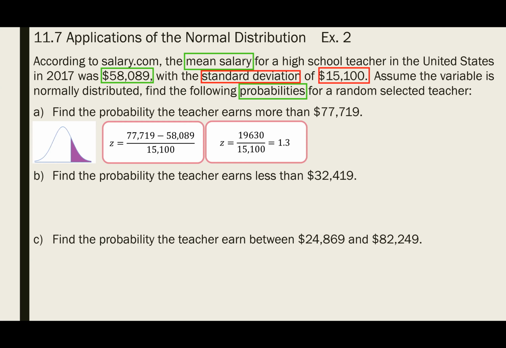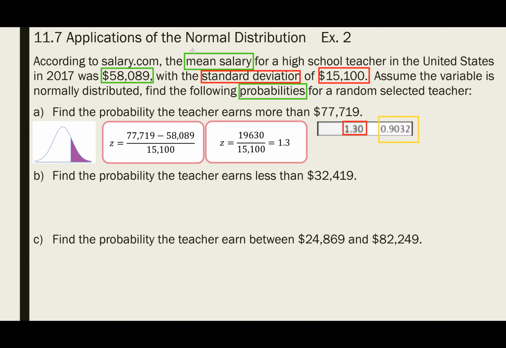That's the z-score, right? But again, we're not looking for a z-score. We're looking for the percentage or the area, or in this case, the probability. So how do we find the probability? Well, we look at our table, the table that we have in the beginning. We identify that z is equal to 1.3. That is my z.